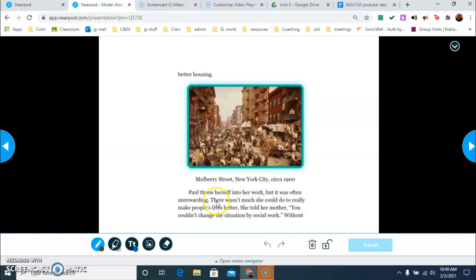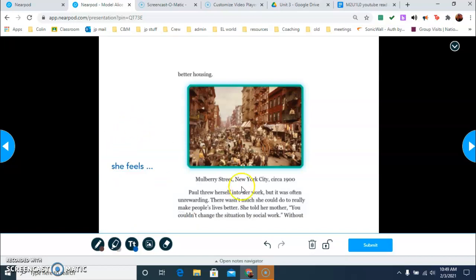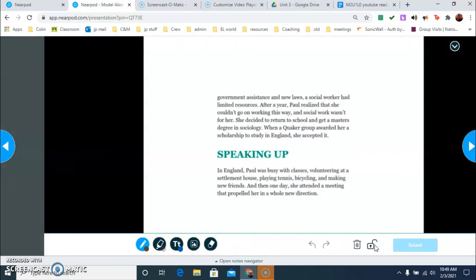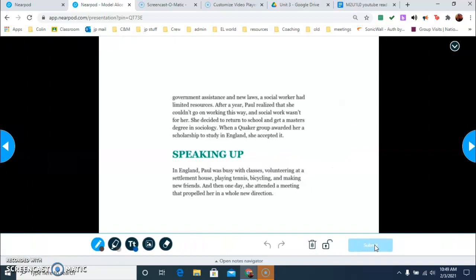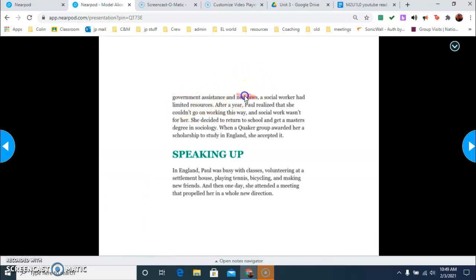Paul threw herself into her work, but it was often unrewarding. There wasn't much she could do really to help people's lives feel better. How do we think she feels right here? She feels. Write your answer. She told her mother, "You couldn't change the situation by social work." Without government assistance and new laws, a social worker had limited resources. After a year, Paul realized that she couldn't go on working this way. So notice, she's thinking about this right here.